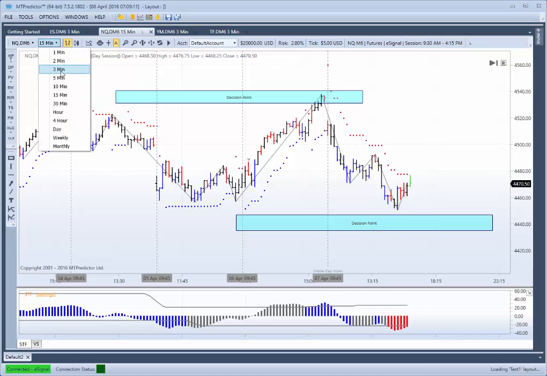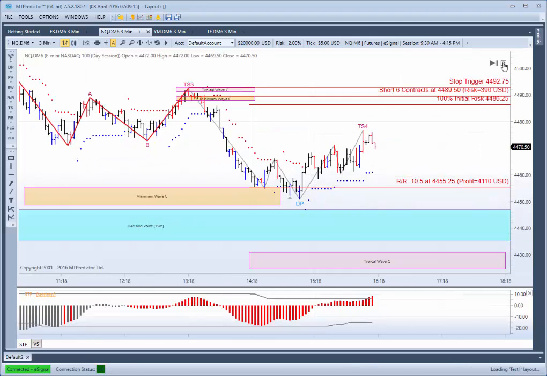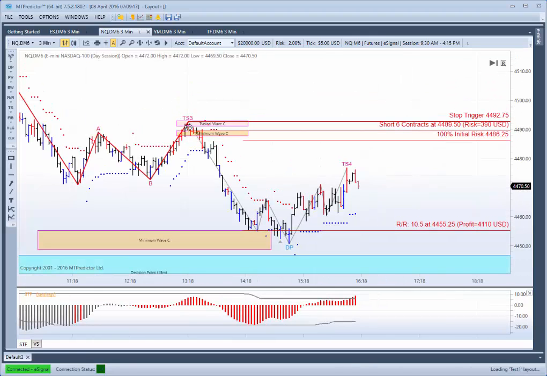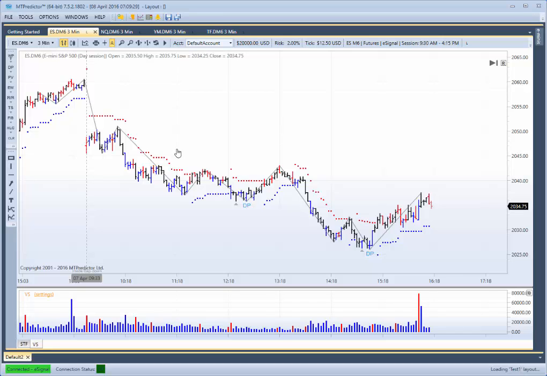So just look at the NQ in isolation. The best trade to take was that 3-minute TS3 sell on the short side there, down to the first target for a 10.5 hour profit. But what I didn't look at in detail, and I want to cover a bit more in this video, was the other markets. So let's look at the ES.